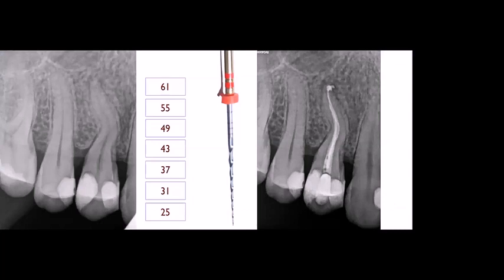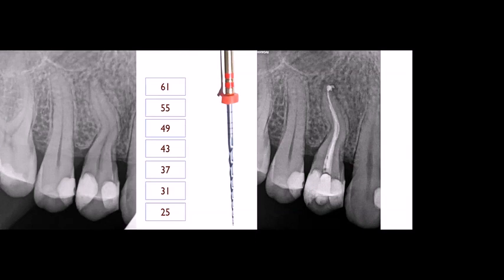The position of the curvature is very important when we analyze a case. Why? Because, as we explained earlier, the higher the mass, the higher the diameter of the file, the higher the chances of having a fracture. If we have a curvature like this, that is very coronal, between the middle and the coronal third, we know that the file is going to be under a high cyclic fatigue stress.